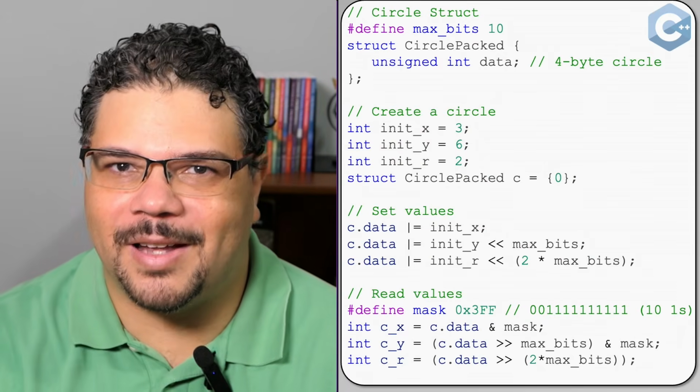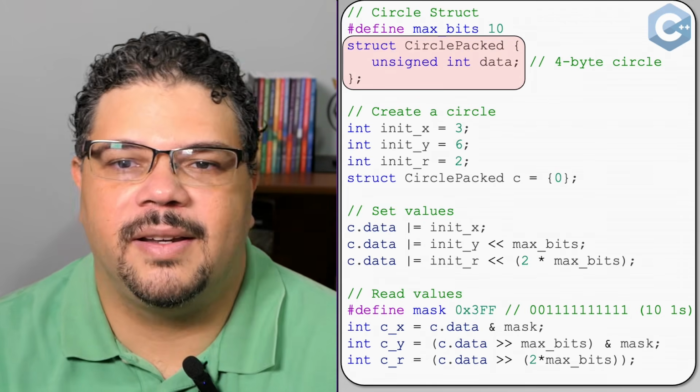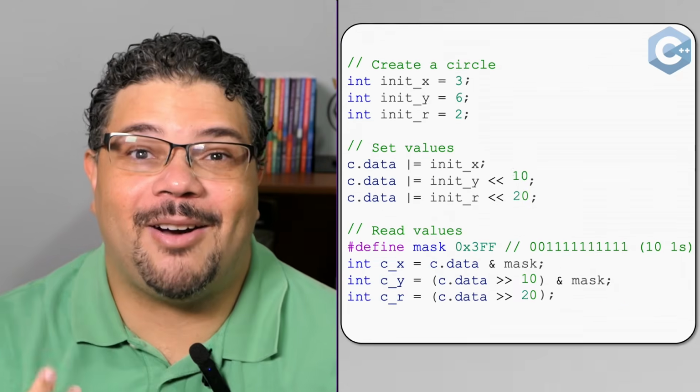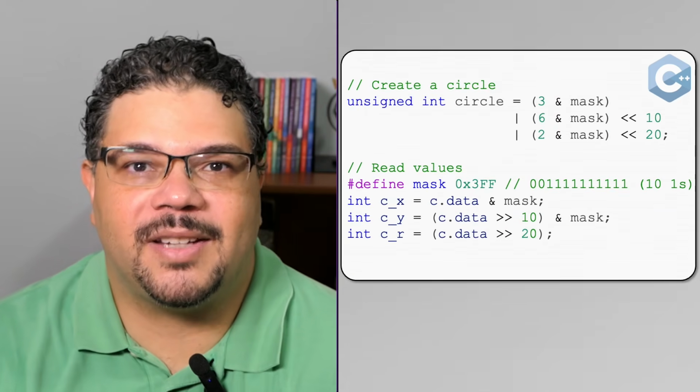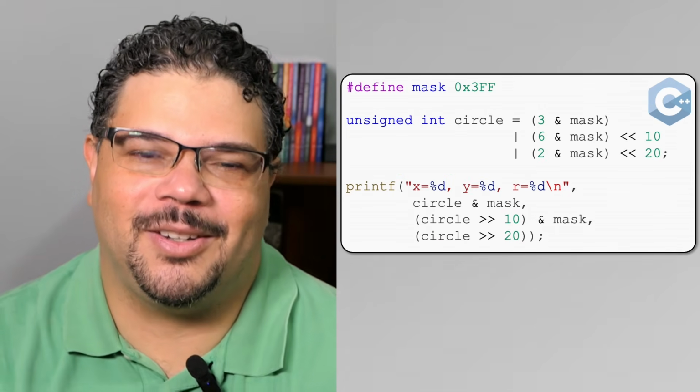I think the resulting code's not too bad, but if you find it a little too verbose, you can remove the struct and just store all the circle information directly as a single integer. Here's how I might rewrite the same demo using just a couple of lines. Believe it or not, the style gets easy to read once you've gotten used to it.